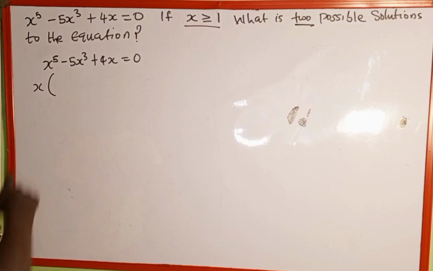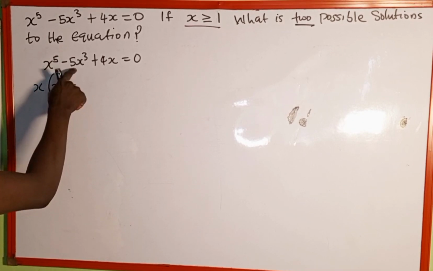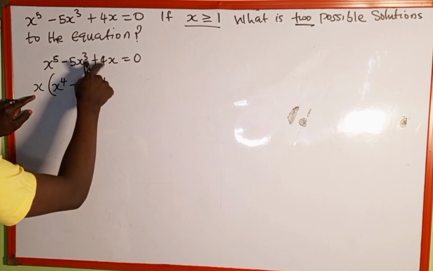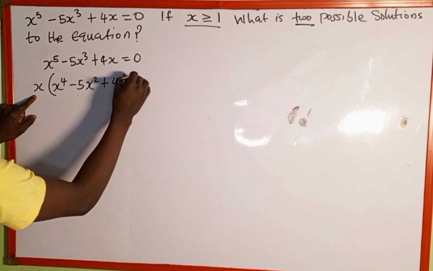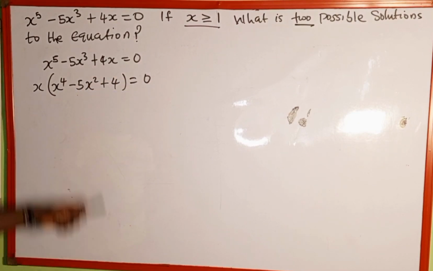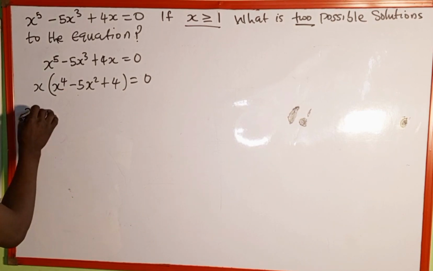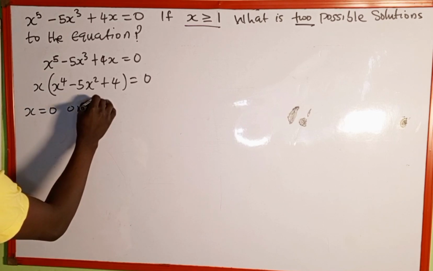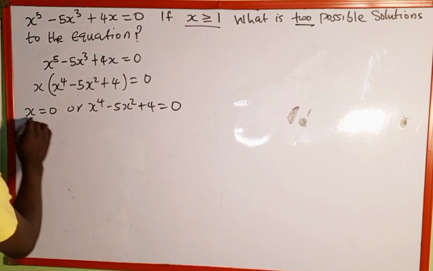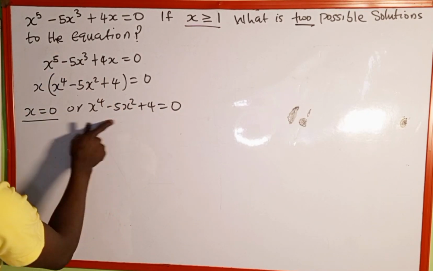Now we're going to divide. x to power 5 divided by x is going to be what? x to power 4, then minus 5, then x to power 3 divided by x is going to be what? x to power 2, then plus 4x divided by x is going to remain 4, which is equal to 0. And remember, when two terms multiplied by each other are equal to 0, it's either one of them is equal to 0. But we don't know which one is 0, so we equate x to be 0 or x to power 4 minus 5x to power 2 plus 4 is equal to 0. Now, this is the first value of x. Now, we're going to solve for the remaining 4 values of x from this equation.